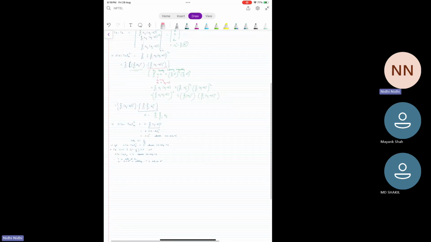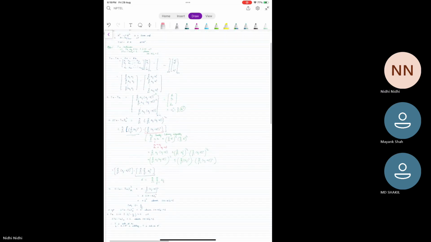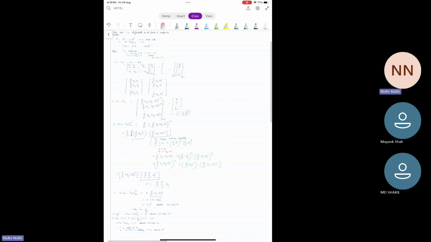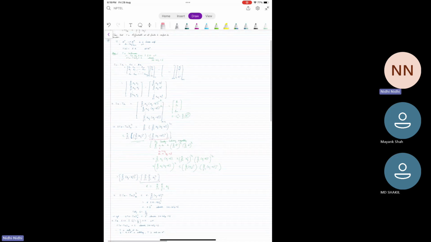So please go through this proof of continuity, and how we have used the Cauchy-Schwarz inequality. If you have any doubt, please let me know. The main idea was to use the Cauchy-Schwarz inequality.